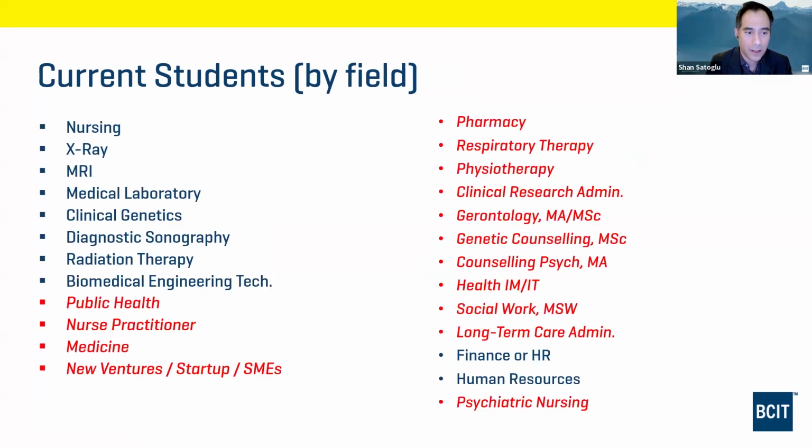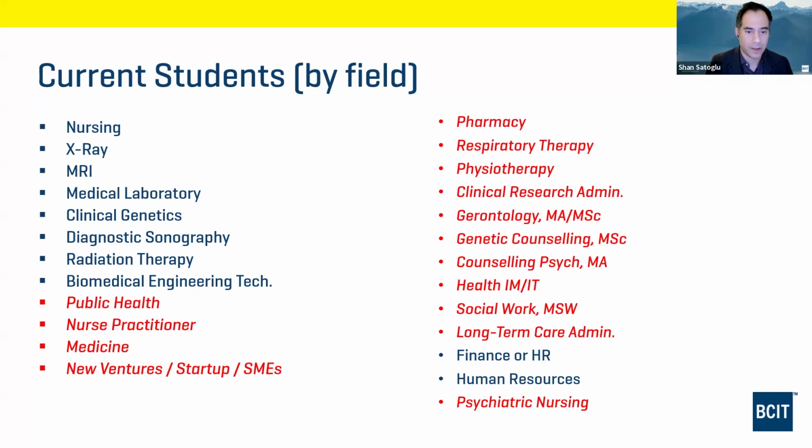In terms of disciplines, occupations, and professions, here you'll see the specialties that are in blue. These are the domains that BCIT graduates our undergraduate students into. For example, nursing, X-ray, MRI, med lab, clinical genetics, diagnostics, sonography. So a lot of the people who come out of BCIT for their first credential can come back to BCIT to continue in health leadership.